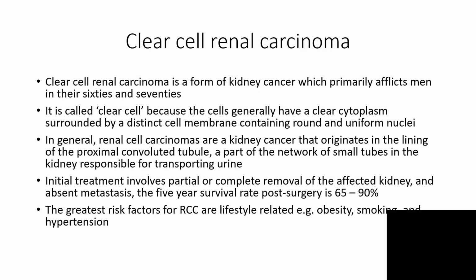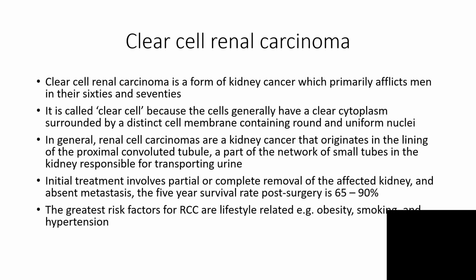And I just want to briefly talk about the cancer that we studied in this case. It's called clear cell renal carcinoma. It's a form of kidney cancer which primarily afflicts older men. It's called clear cell because the cells generally have a clear cytoplasm surrounded by a distinct cell membrane containing round and uniform nuclei. And just as an FYI, our cytoplasm is the space inside of our cells that lies between our cell membrane and the membrane that surrounds our nucleus.